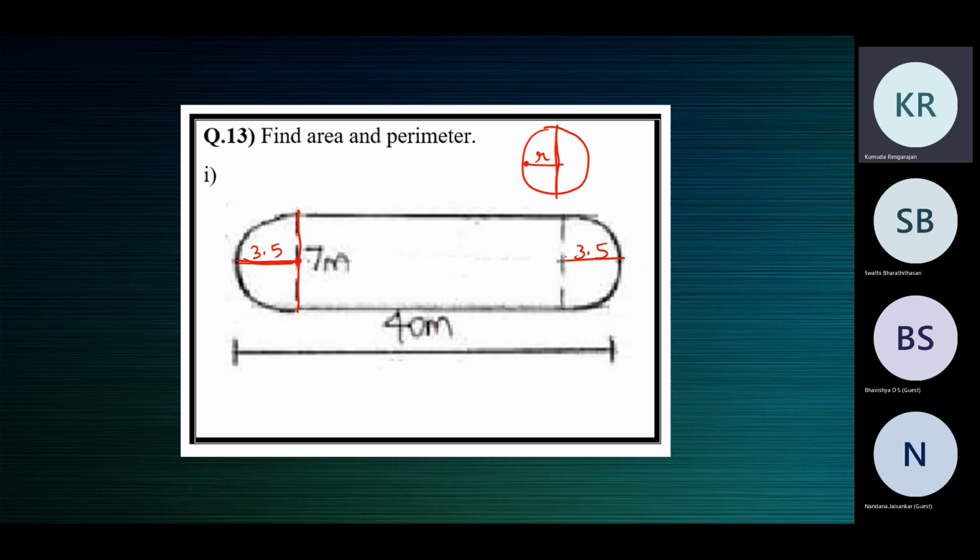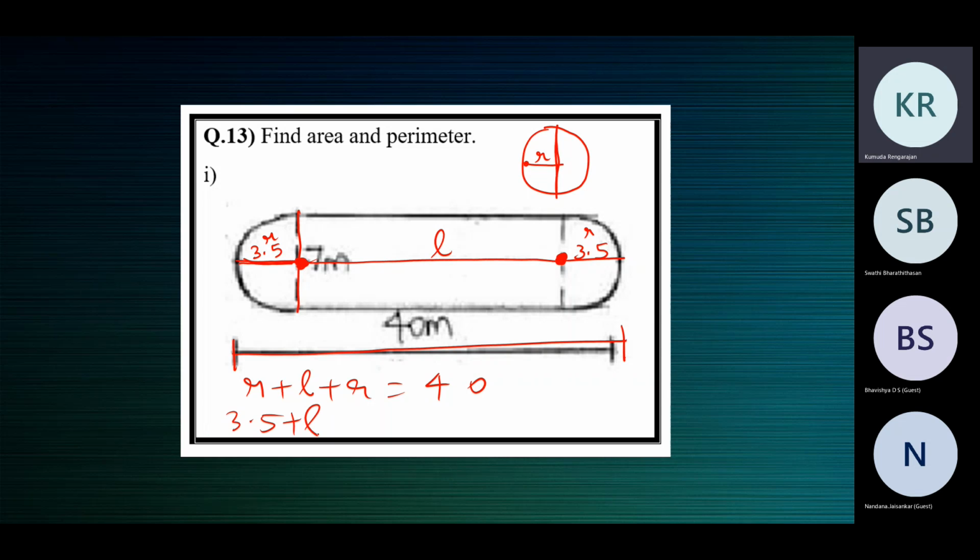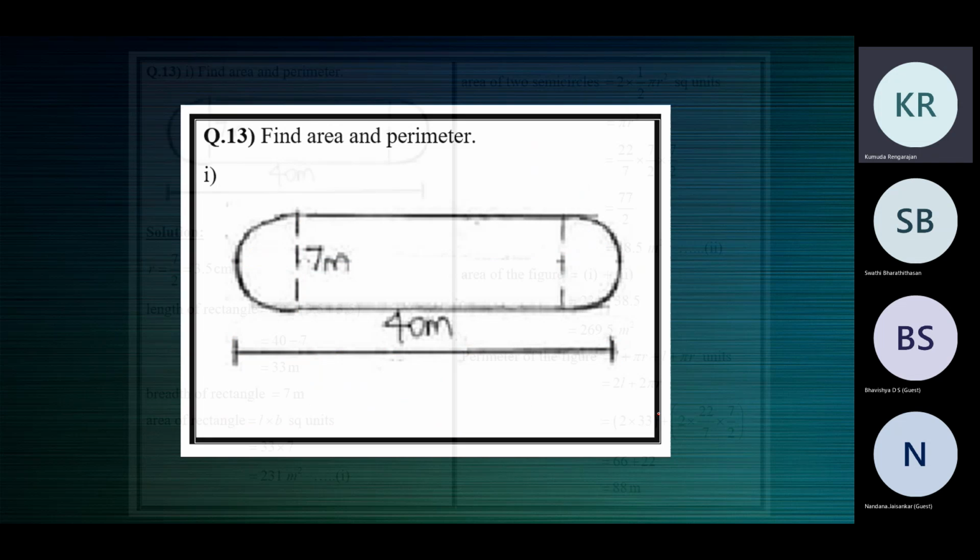Now what is this 40 made up of? This is the length of the rectangle, from here to here. This is radius, this is radius. So clearly radius plus length plus radius is equal to 40. End to end it is 40 meters. Radius is 3.5 plus the length of the rectangle plus 3.5 is equal to 40. So when you work this out, you will get L equal to 33 meters. Very good, Swati.